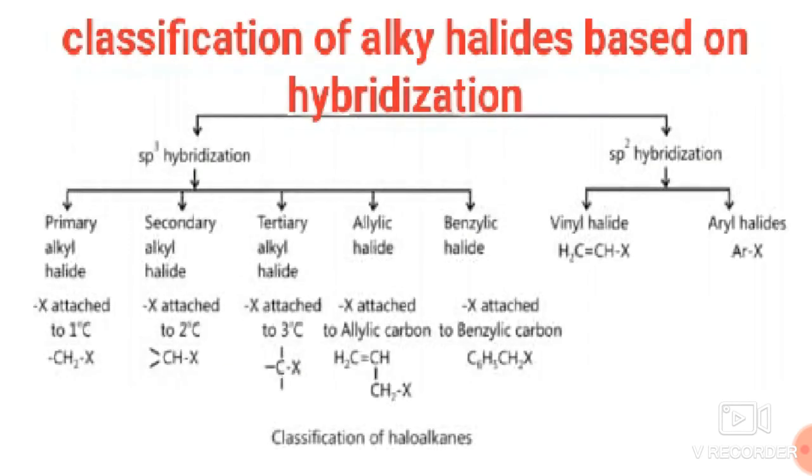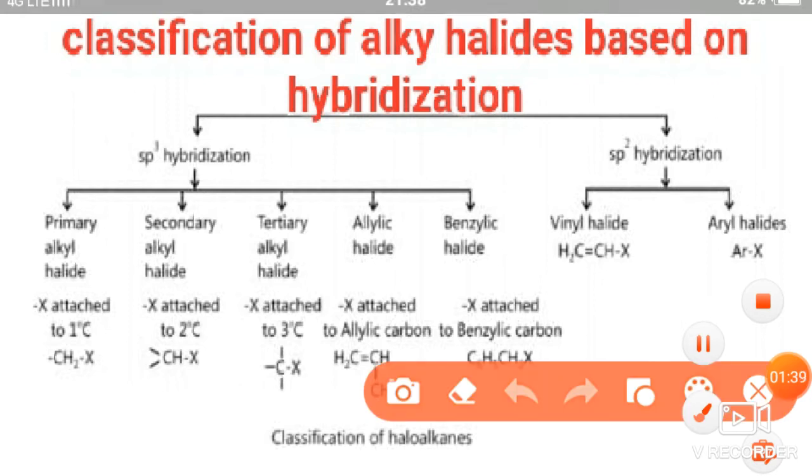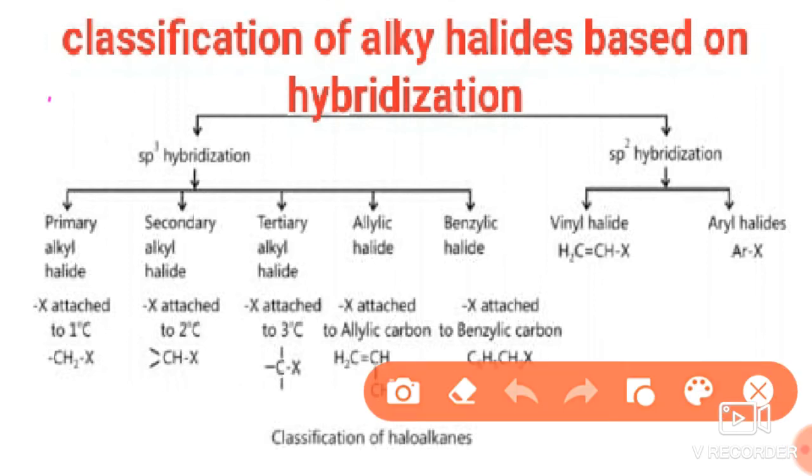Next, classification of alkyl halides based on hybridization. It is mainly of two types. One is sp3 hybridization and the second one is sp2 hybridization. First one is sp3 hybridization. Here the halogen atom is attached to a carbon-carbon single bond atom of a compound. It undergoes sp3 hybridization. The sp3 hybridization of alkyl halides are mainly classified into five types.